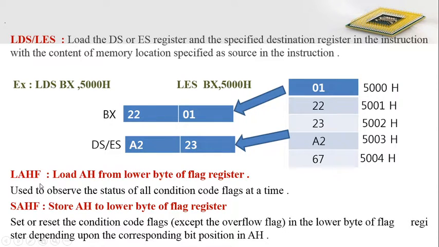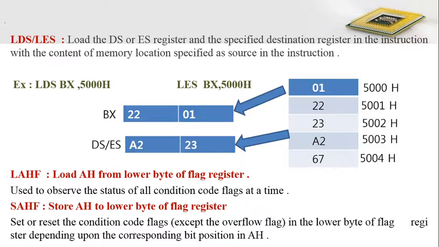Okay, next is LAHF. LAHF means load AH from the lower byte of the flag register. AH is the higher byte of the AX accumulator. The 8086 has a 16-bit flag register in which 9 bits are active. The lower byte of the flag register is loaded into AH, the higher byte of the AX register. That is, the status flag bits information is loaded into AH. It is used to observe the status of all condition code flags at a time, and LAHF is usually performed in order to get the status information.